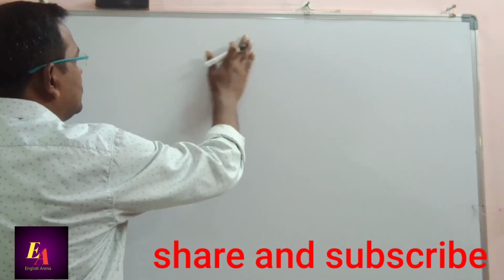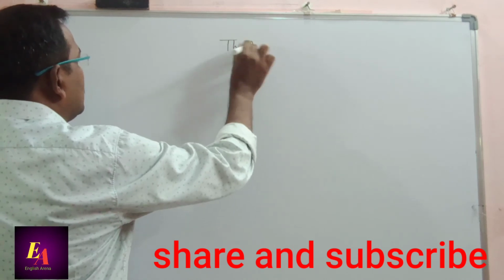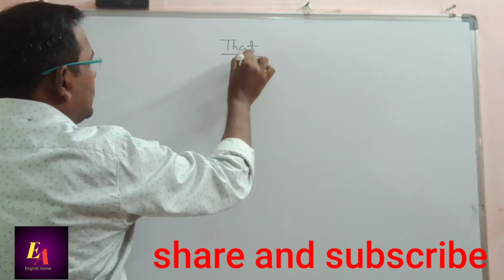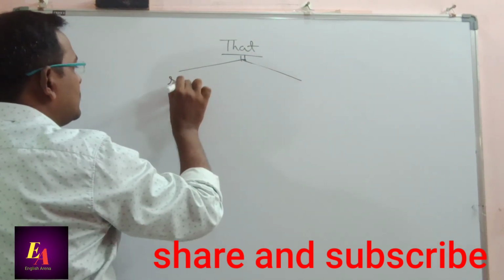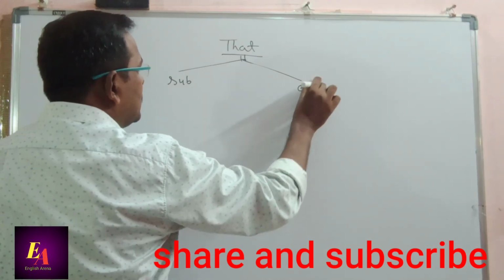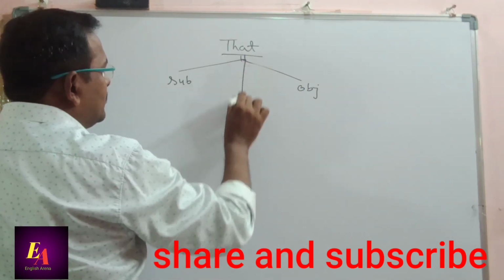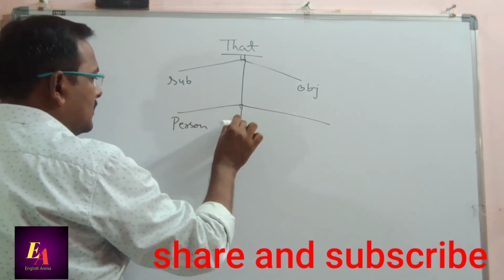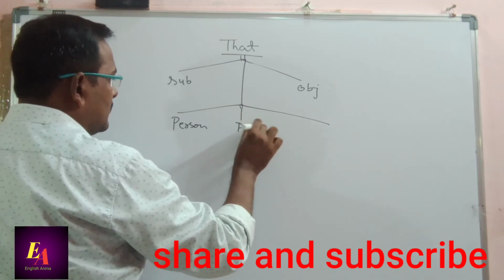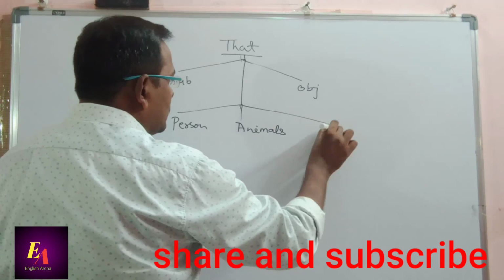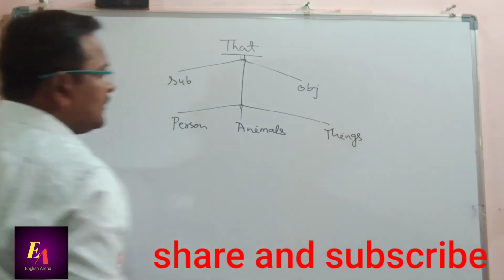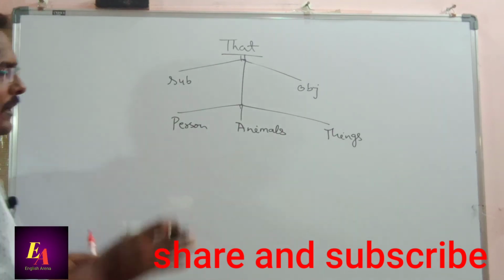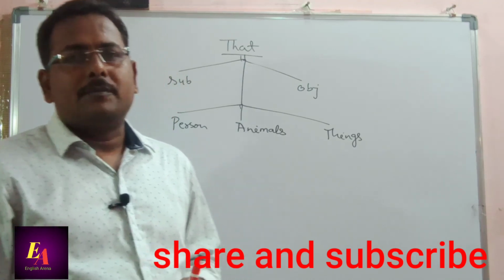Relative pronoun that. Actually, that is used in place of subject and object, and it comes for persons, animals and things. Friends, I want to explain each and everything with the help of some examples. Let's see.